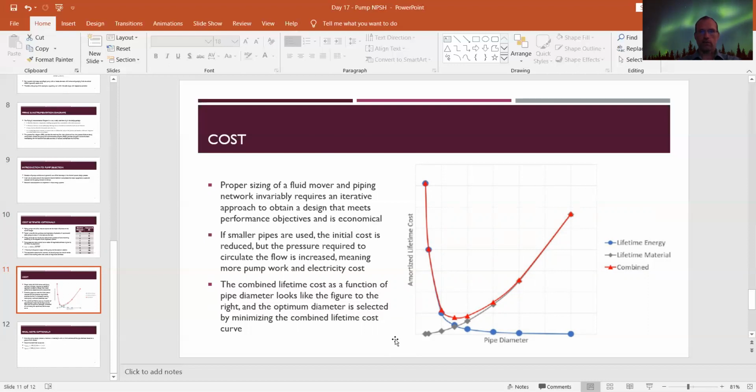And so proper sizing of the pump and piping network generally involves an iterative process. You need to make a first guess as to how much fluid is going to be moving through there, because that's what the friction factors and head loss all depend on. And so you have to have baseline values of those. And then from that, you can find a pump that will accomplish what you need in terms of flow rate.